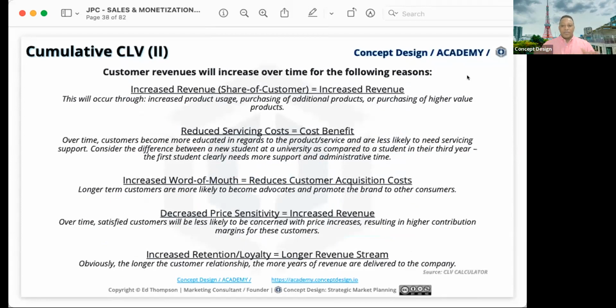And so, things about cumulative CLV: increased revenue, and the share of the customer means increased revenue. Reduced serving costs mean more cost benefits. Increased word of mouth reduces the customer acquisition costs. Decreased price sensitivity also increases revenue, and increased retention and loyalty means a longer revenue stream over the course of time.